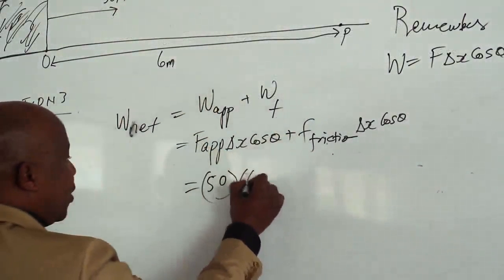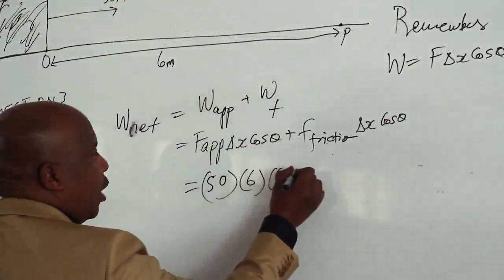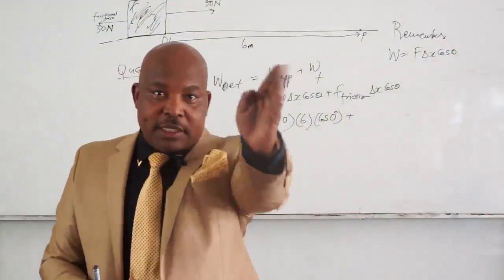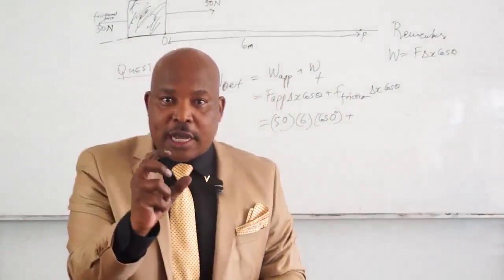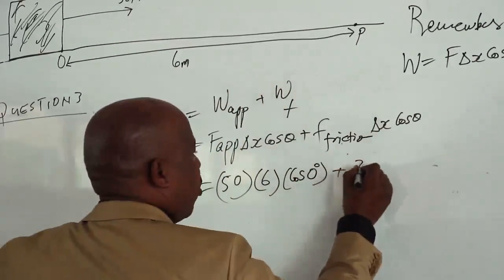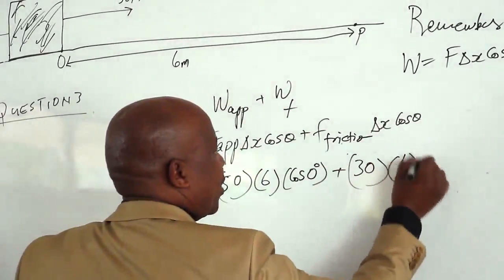What is my delta X? 6. And then cos 0 degrees. The reason why it's cos 0 degrees is because it's in the direction of the motion. So in the direction of the motion, cos 0 degrees is 1. Plus frictional force 30.